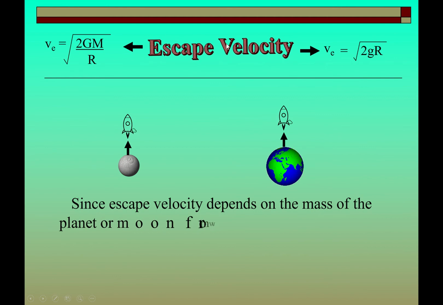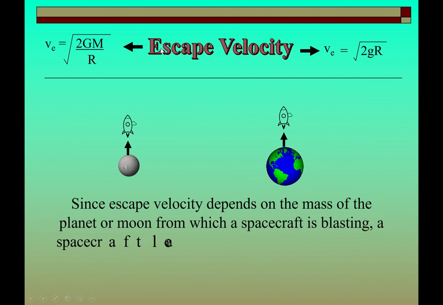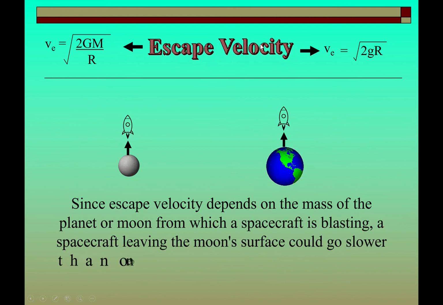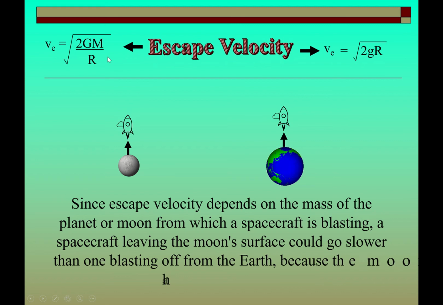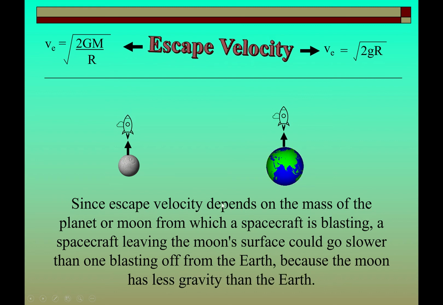So escape velocity is given by these two equations. Since escape velocity depends on the mass of the planet or moon from which a spacecraft is blasting off, a spacecraft leaving the moon's surface could go slower than one blasting off from the Earth because the moon has less gravity than the Earth.